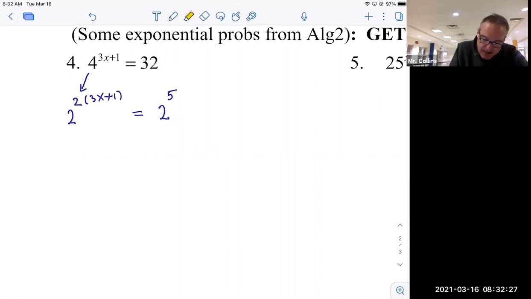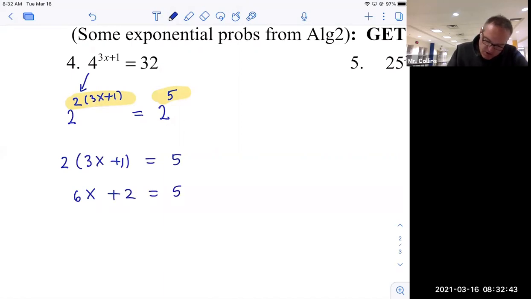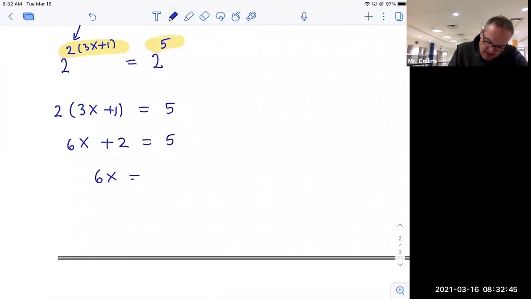And of course, 4 is 2 squared, but you still have that 3x plus 1 as an exponent. You have a common base. So guess what? You can just set the exponents equal. So you have 2 times 3x plus 1 equals 5. And then solve it like an Algebra 1 problem. Distribute the 2, subtract the 2, so you get 6x equals 3. Here, x shakes out to be a half.